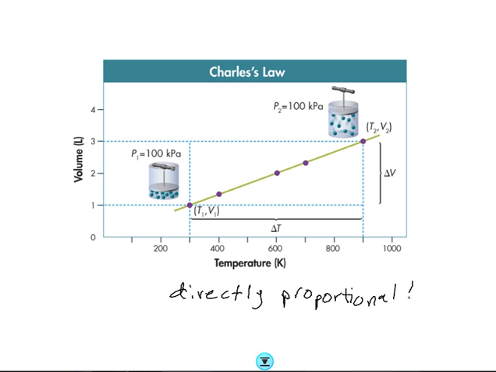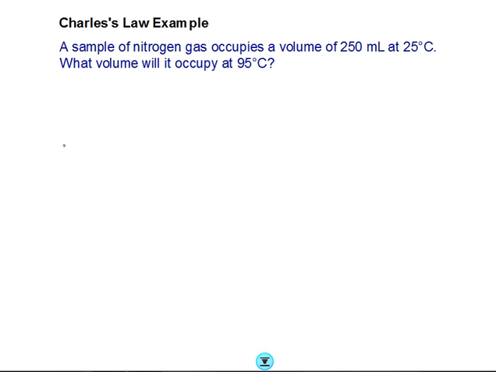Okay, here we go with our example problem. Example number 2. It says, if a sample of nitrogen gas occupies a volume of 250 milliliters at 25 degrees Celsius, what volume will it occupy at 95 degrees Celsius? All right, so let's go ahead and identify our variables in the problem. We know that V1 is going to be 250 milliliters. T1 is going to be 25 degrees Celsius, but we can't have degrees Celsius. You have to have it in Kelvin. So what we're going to do is add 273 to that, and you should get about 298 K.